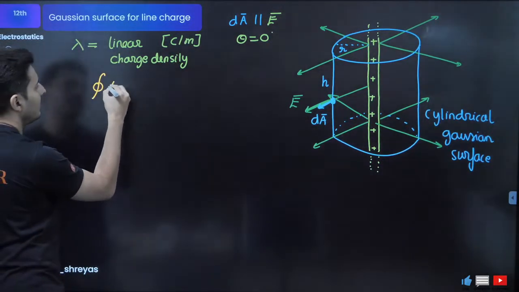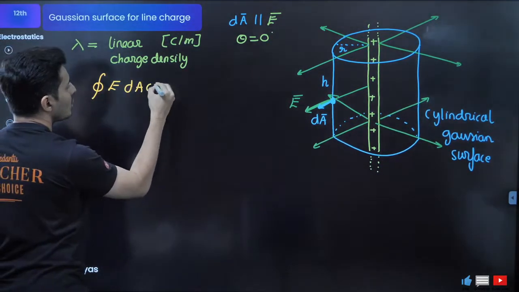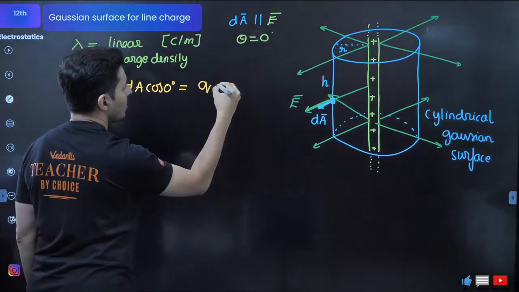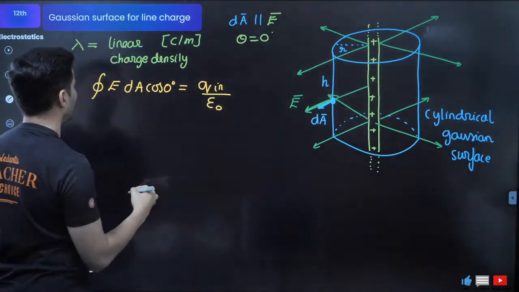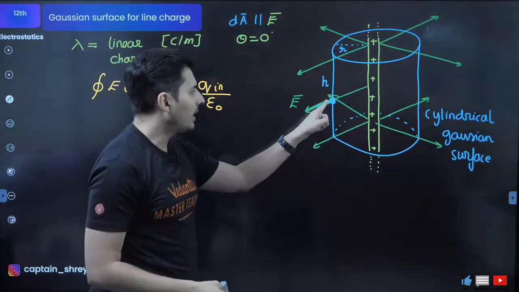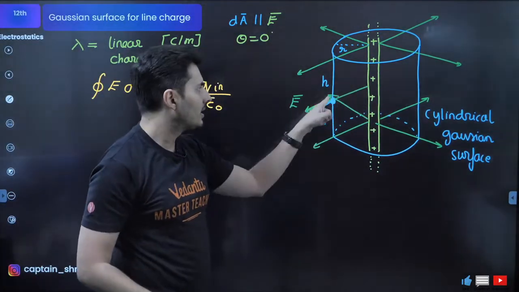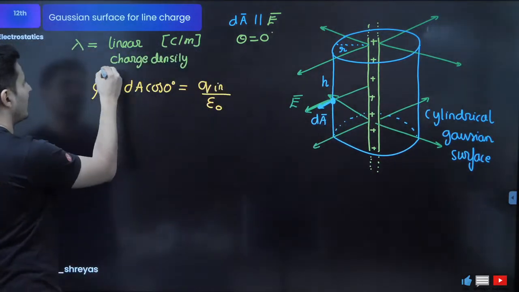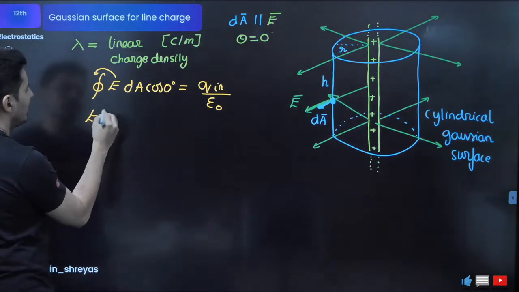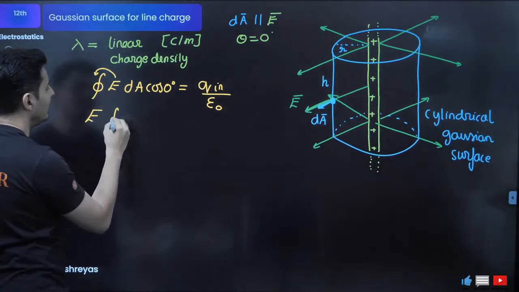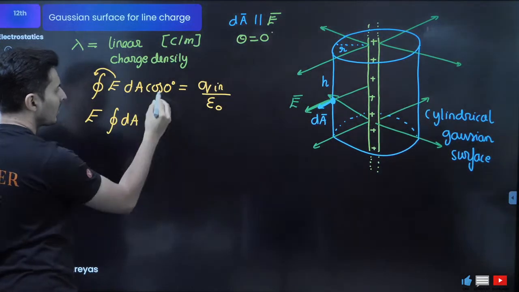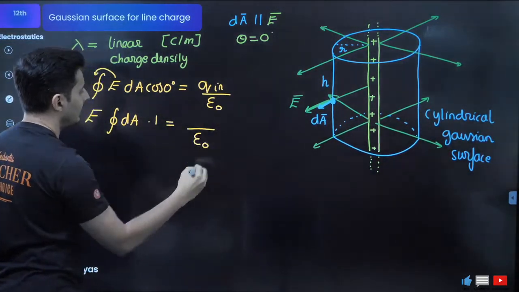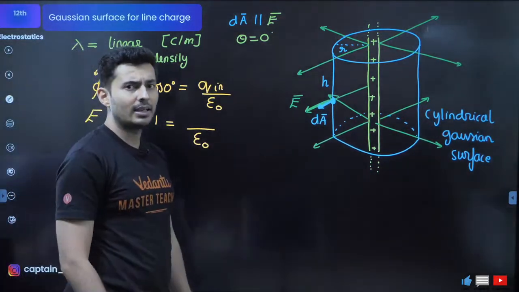So the closed integral of E dA cos theta, which is cos 0, will be nothing but Q in divided by epsilon naught. Now I know at any point on that curved surface, the field is the same. It's a constant value, so I can very well bring it outside. So electric field comes outside, and I have the integration of that area. Cos 0 is anyways 1. Inside charge, I do not know. I'll find it out.